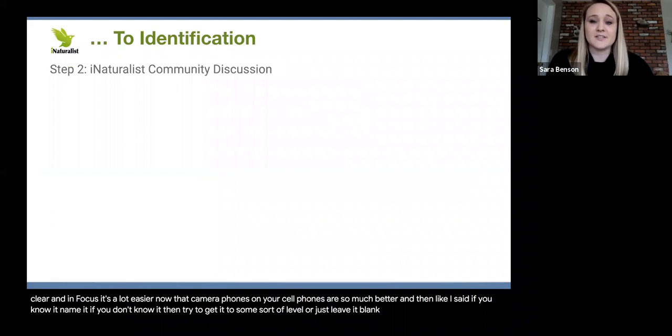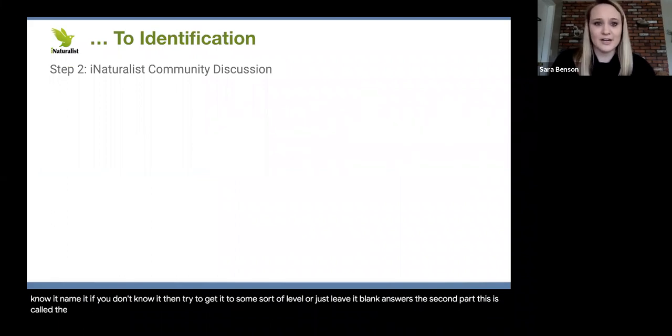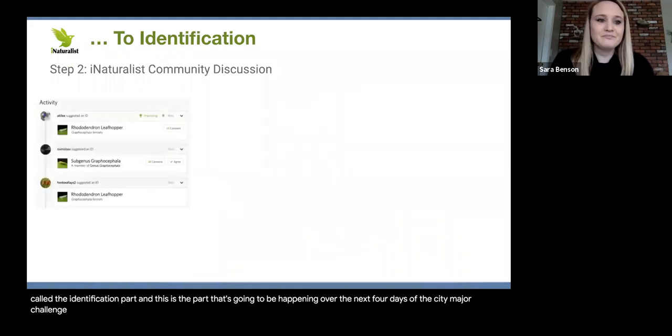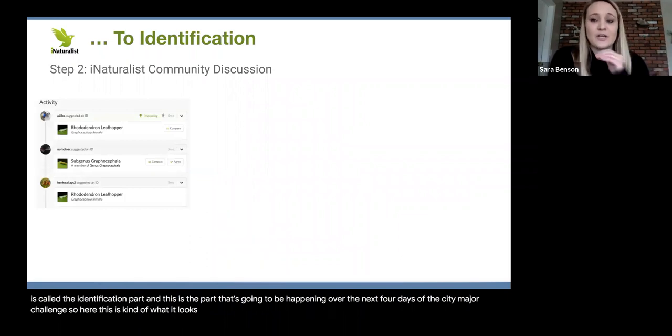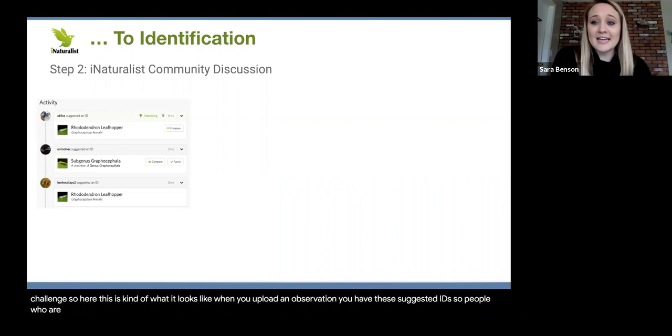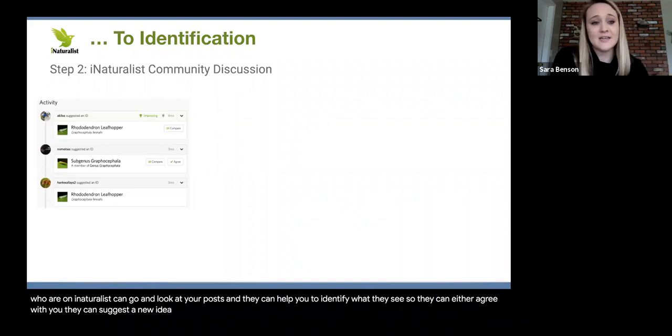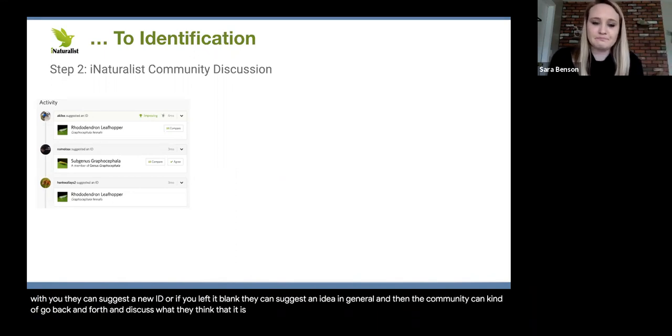And you can leave it blank because there's the second part. This is called the identification part. And this is the part that's going to be happening over the next 4 days of the City Nature Challenge. So here, this is kind of what it looks like when you upload an observation. You have these suggested IDs. So people who are on iNaturalist can go and look at your posts and they can help you to identify what they see. They can either agree with you, they can suggest a new ID, or if you left it blank, they can suggest an ID in general. And then the community can go back and forth and discuss what they think that it is.